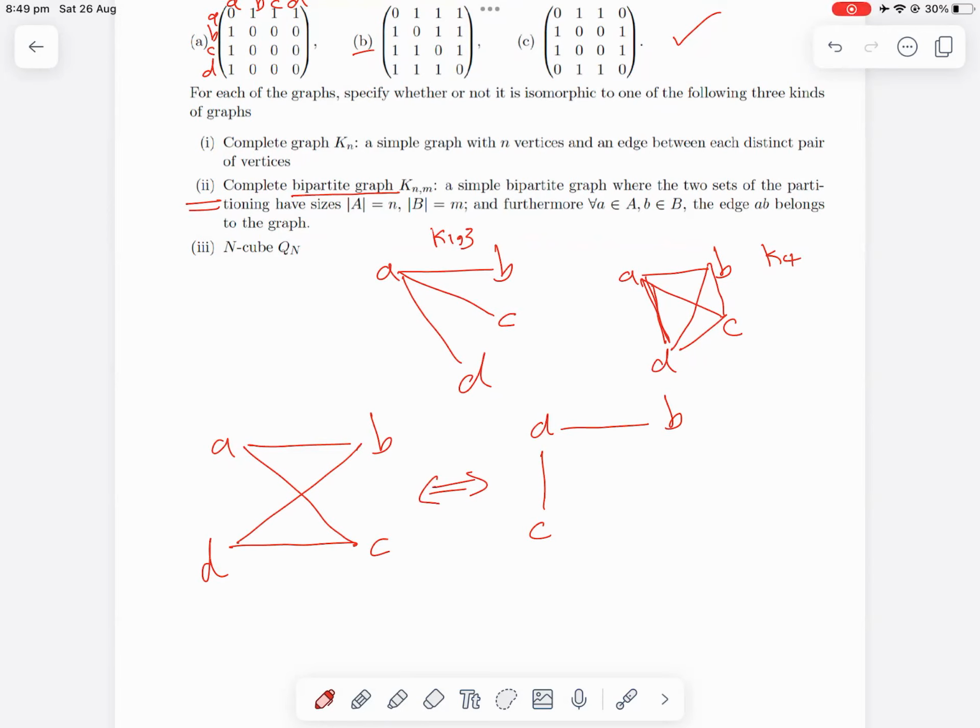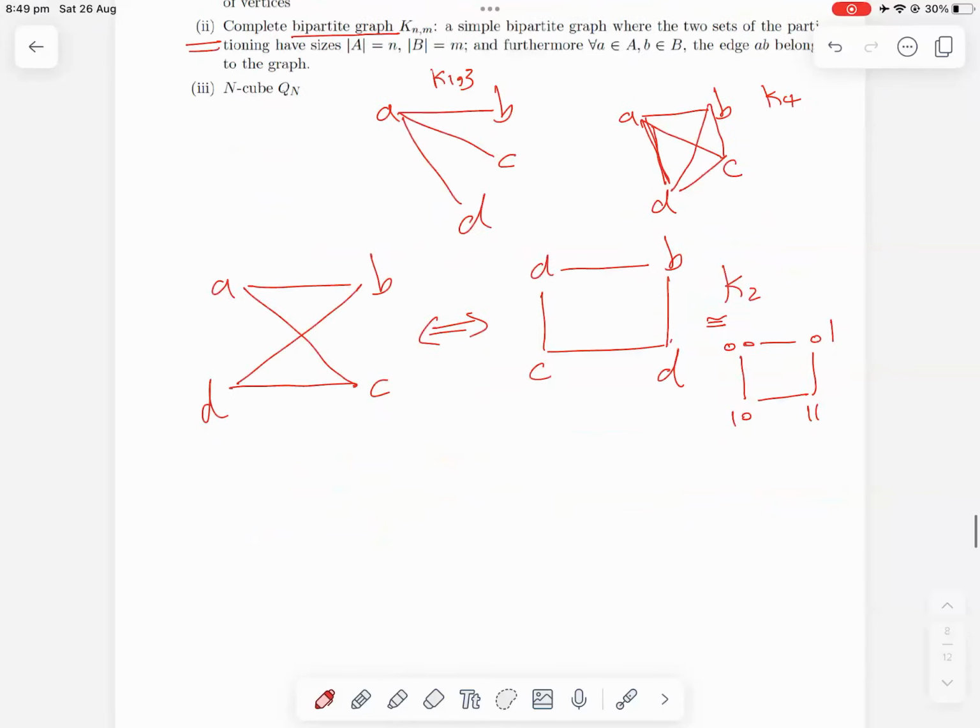D is here. So definitely this is this one, which is like, okay, so 1, 1, and here is 1, 0, definitely. So together, they are isomorphic.